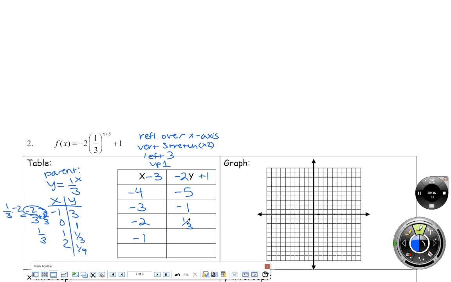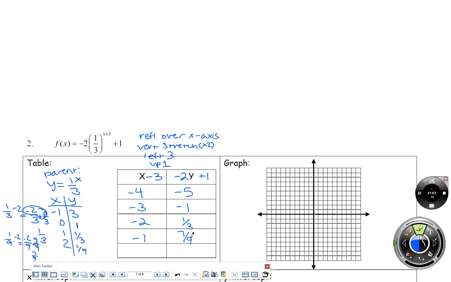And then the same idea for 1/9. Okay? So 1/9 times negative 2 would be negative 2/9. And then I have to add 1 to that. So I'm going to think of 1 as 9 over 9. So I'm going to get 7 over 9. And if you're like, Miss Dahl, I don't know what 7 over 9 is. Neither do I, but I know that it's closer to 1 than it is to 0. It's more than halfway there, right? Because 9/9 would be 1. Okay, so that's the best we're going to do.